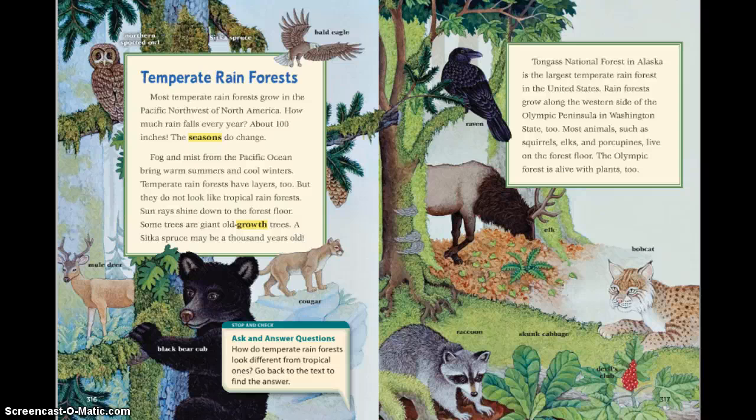Temperate rainforests. Most temperate rainforests grow in the Pacific Northwest of North America. How much rain falls every year? About 100 inches. The seasons do change. Fog and mist from the Pacific Ocean bring warm summers and cool winters. Temperate rainforests have layers too, but they do not look like tropical rainforests.